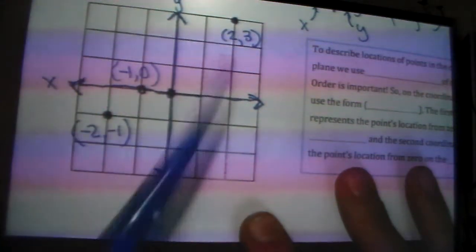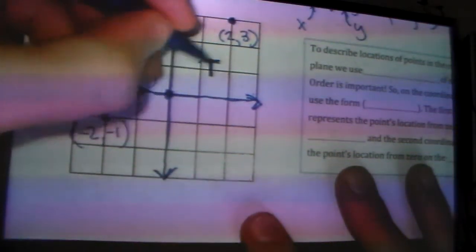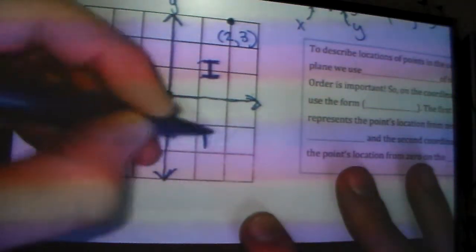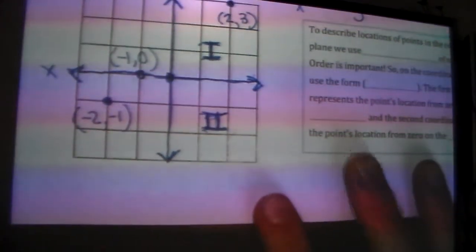We have the first quadrant up here. This is quadrant 1. We just mark that with a Roman numeral I. So this is quadrant 1, and it just goes around from there. So quadrant 2 is down here. Mark that with a Roman numeral II.